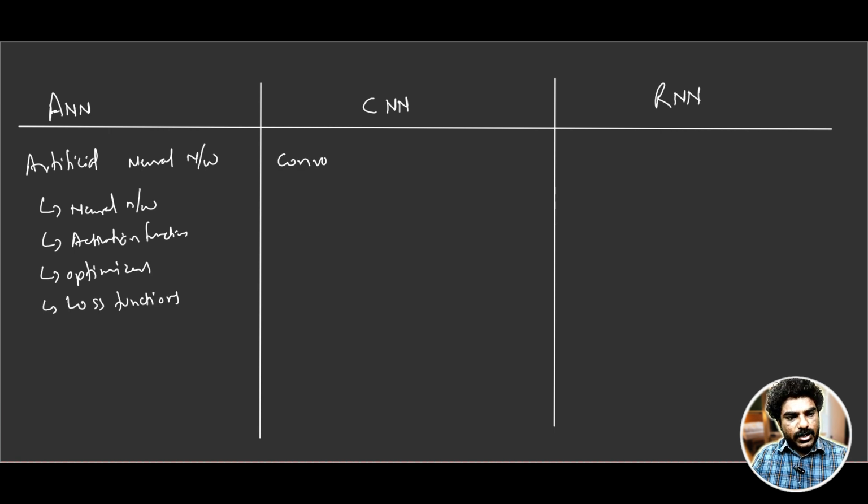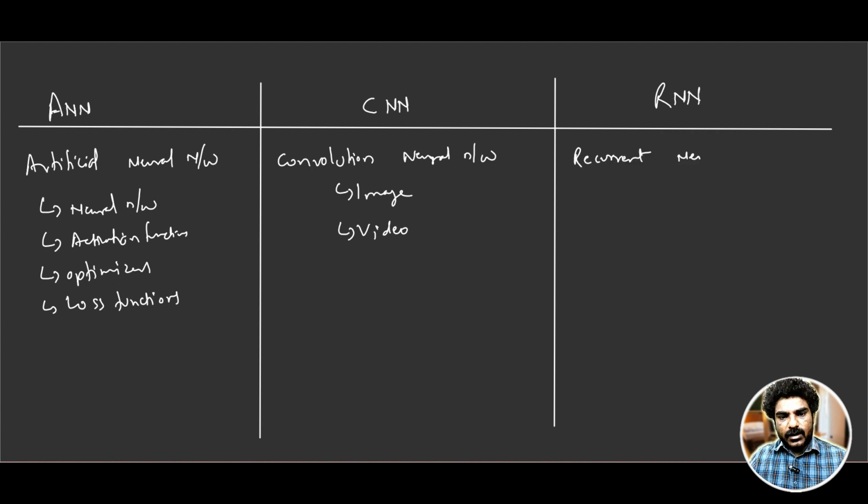CNN is convolution neural network. Basically, if you want to solve any kind of image or video analytics, you can use convolution neural networks, the CNNs. Coming back to RNN, RNN is recurrent neural network. If you are performing text data analytics, specifically dealing with text data, you can use RNNs. With RNNs, we can solve multiple use cases, like time series and NLP use cases.